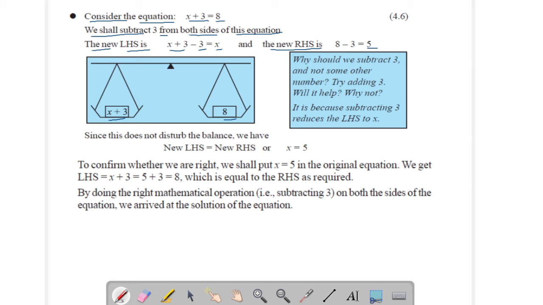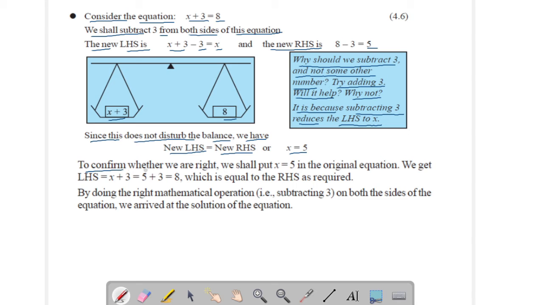This is a balance. Here, why should we subtract 3 and not some other number? Try adding 3. Will it help? Why not? It is because subtracting 3 reduces the left hand side to x. Since this does not disturb the balance, we have new left hand side equal to new right hand side, or x is equal to 5.